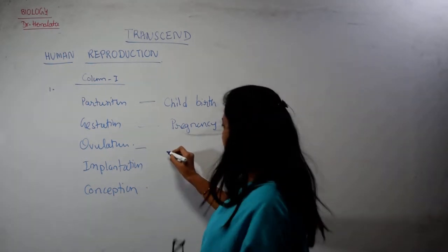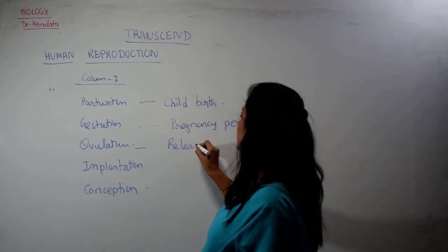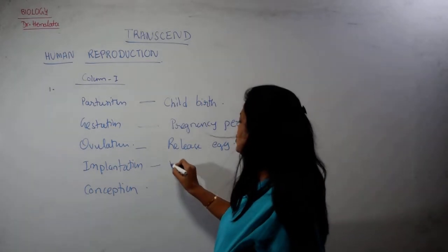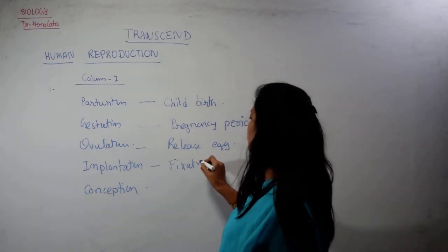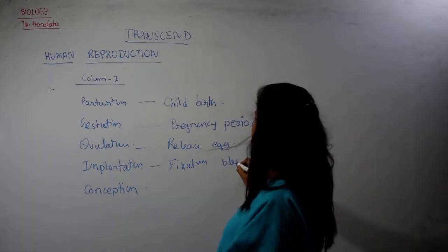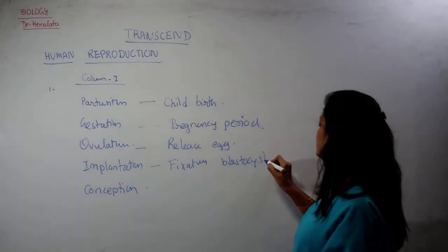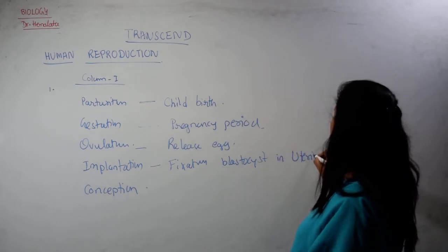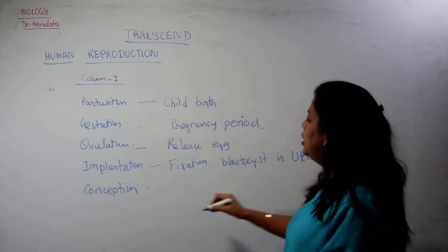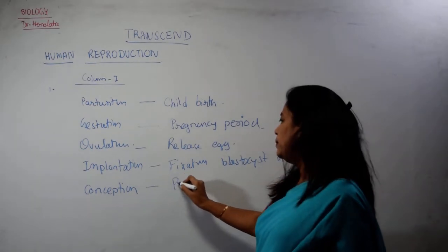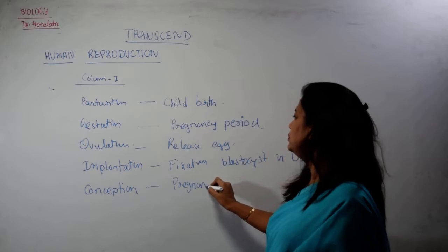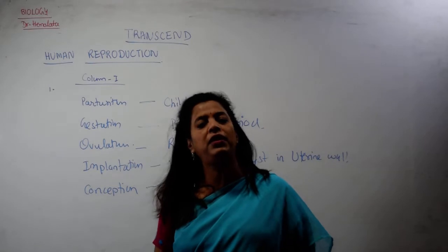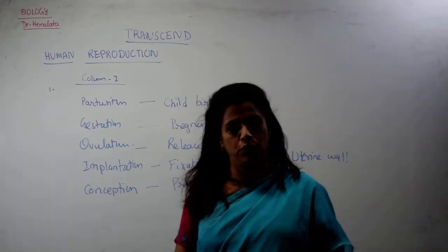Ovulation is the process of release of ova, release of egg from the Graafian follicle. Implantation is the process of fixation of the blastocyst, where it is fixed into the wall of the uterus. Conception is the process of getting pregnant. These are the meanings of these terms. So if you understand the meaning, then the options are very easily understood, right?